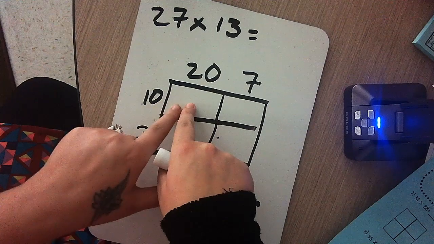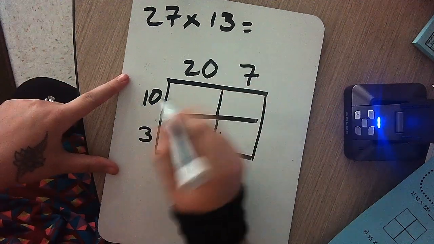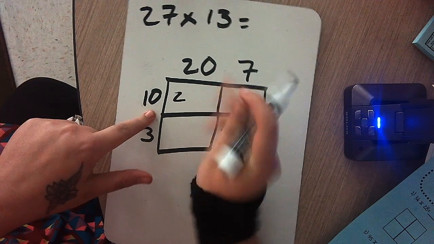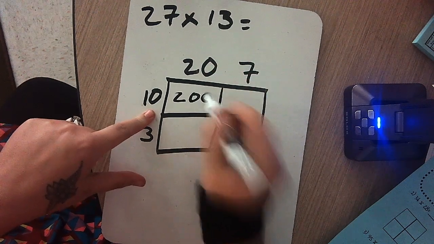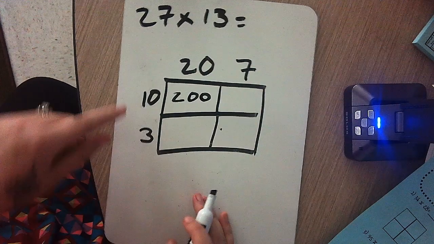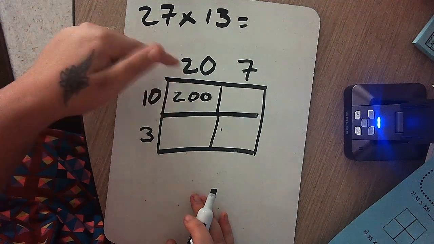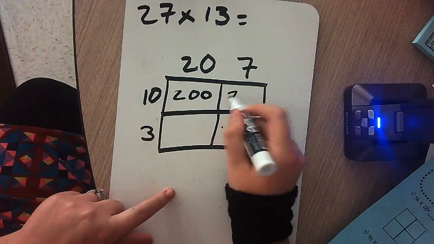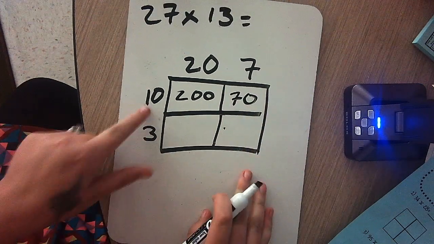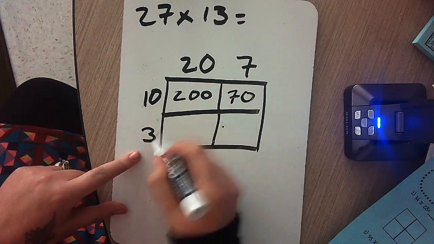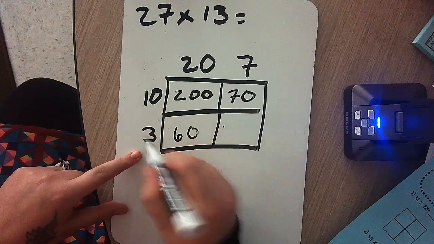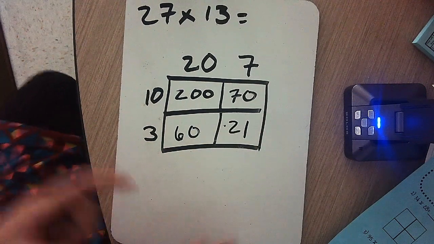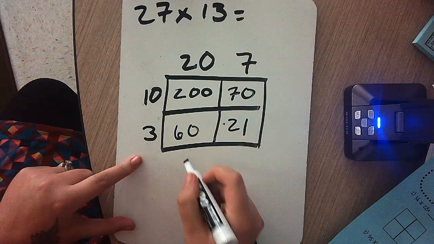So 20 and 10. What I tell students to do is look at the first numbers and do 2 times 1, which is 2. And then since there's 2 zeros, you put 2 zeros next to that first number, and then you have the product of 20 and 10. Here, 7 and 10, most students are going to know that that's 70, but still 7 and putting the 0. Okay, 3 and 20 is 60, and 3 and 7 is 21. So now we have all those boxes filled out and we're ready to add together.